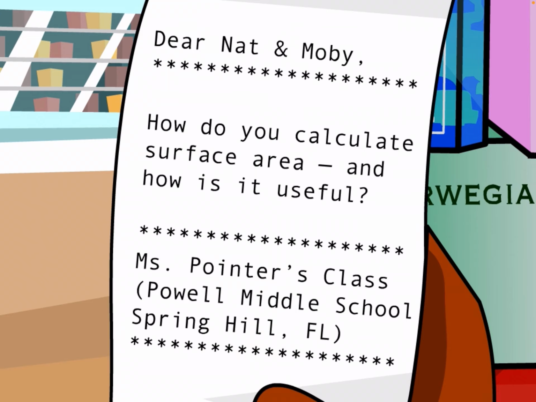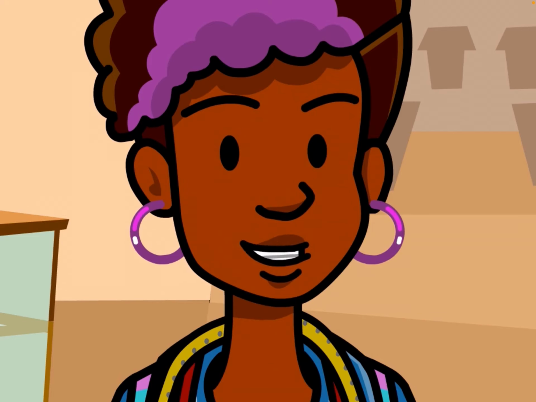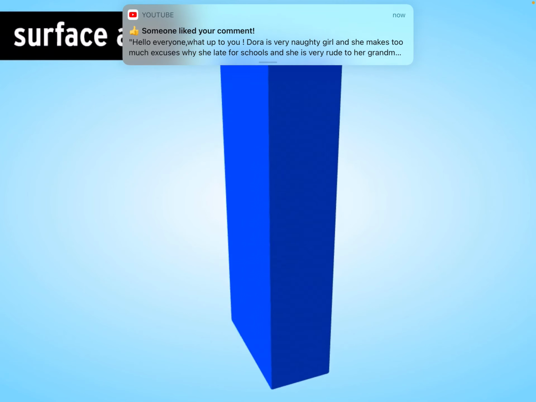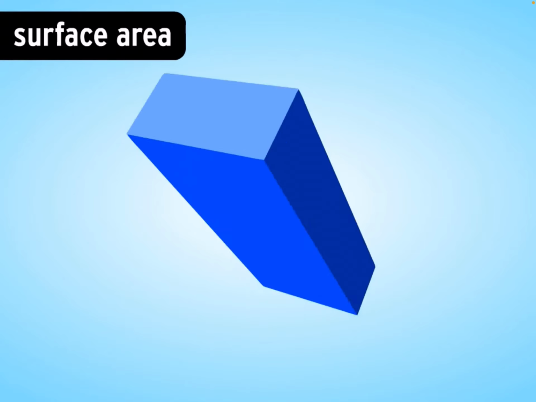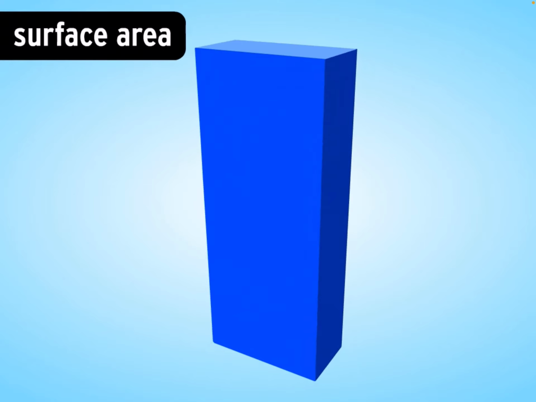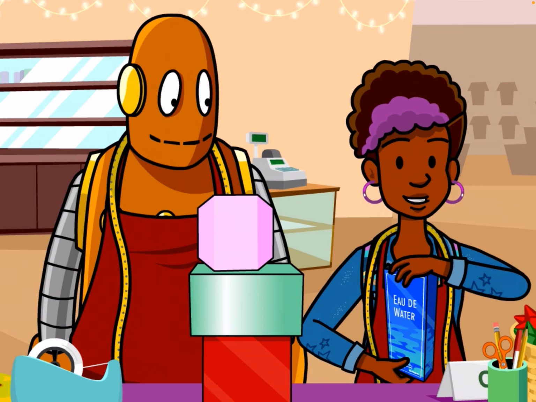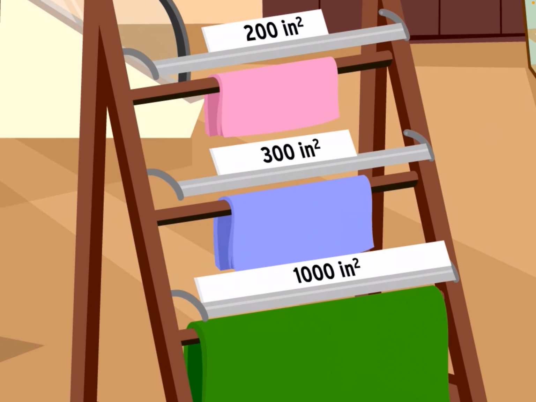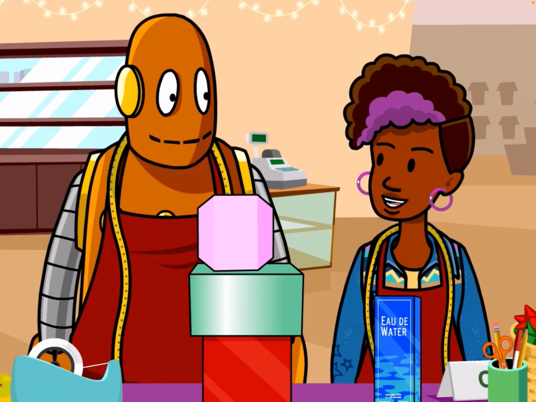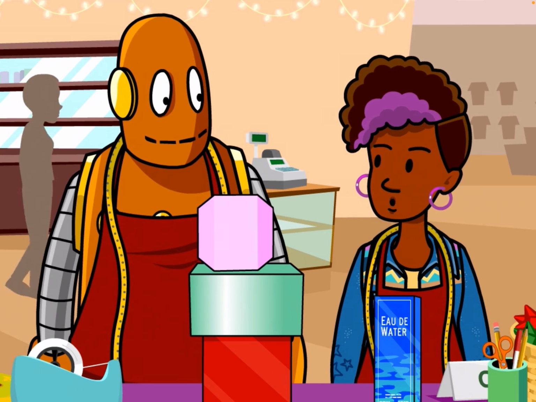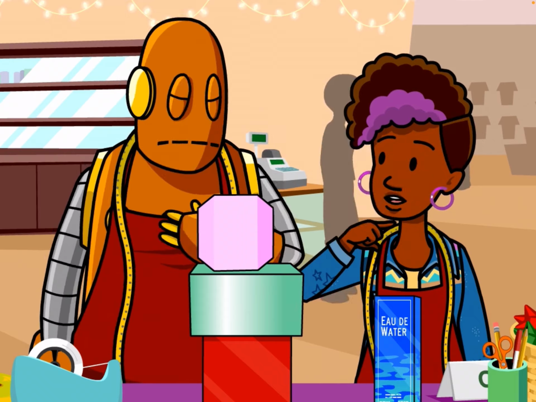Dear Nat and Moby, how do you calculate surface area, and how is it useful? From Ms. Pointer's class. Great questions. Surface area is the total space on the faces of a three-dimensional object, like this box of Eau de Water. Knowing the surface area will tell us how much gift wrap we'll use to cover it. And Boss Lady said we better not use any more than we need, or else.